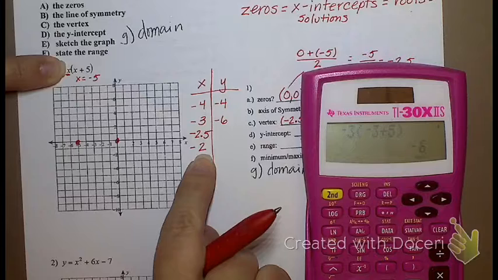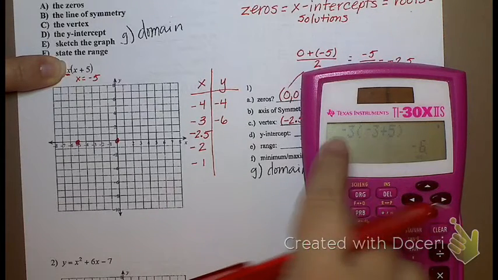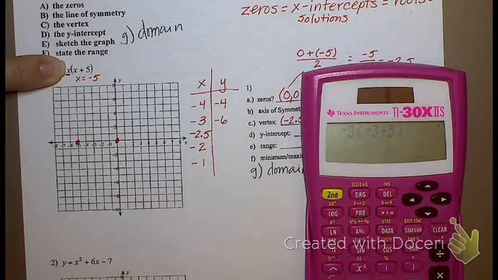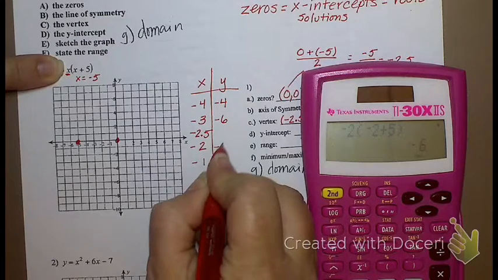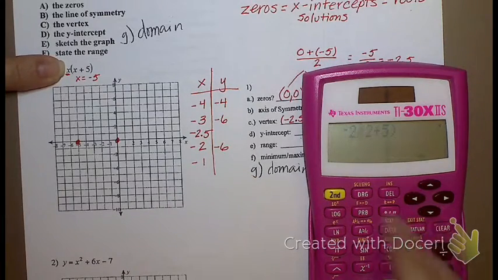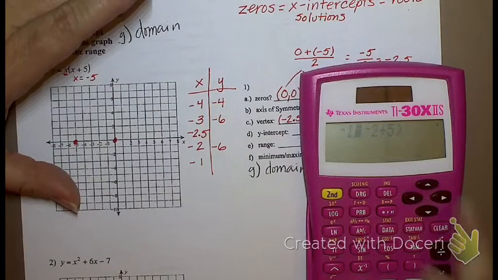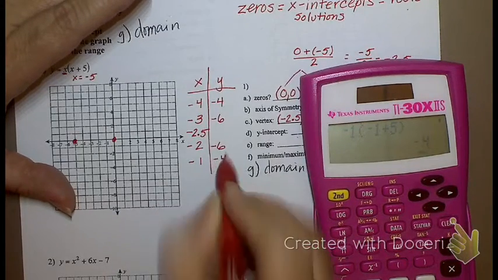Now I'm going to jump to -2 simply because -2.5 has more digits and I'm going to have to retype stuff there. So I'm just going to jump to -2 next. And I get -6. Looks like I have a mirror image, don't I? Whoops, messed myself up there. All right, -1 and -1. I get -4. So there is a mirror image.